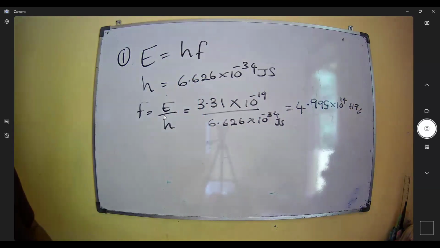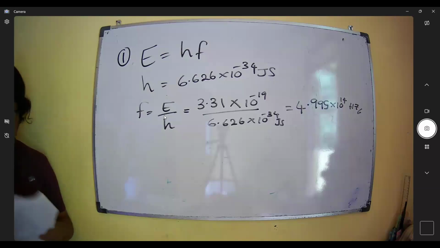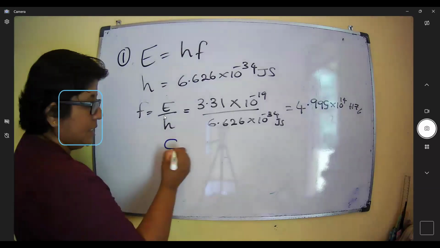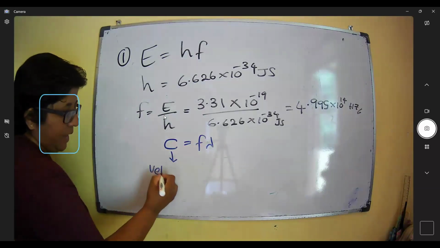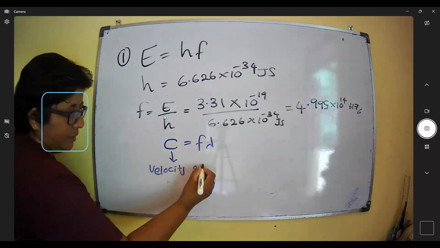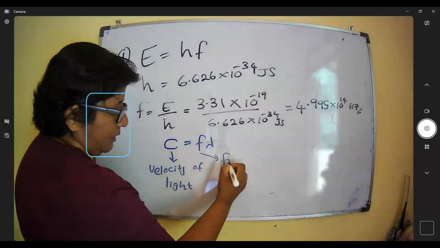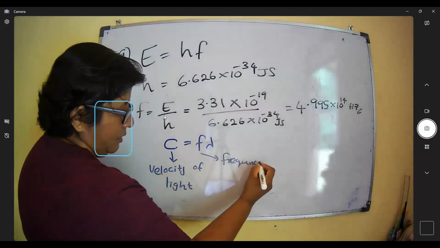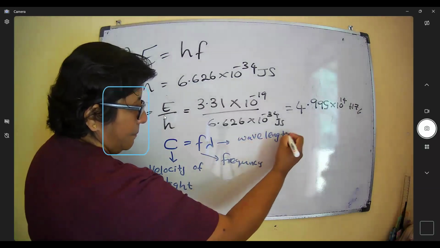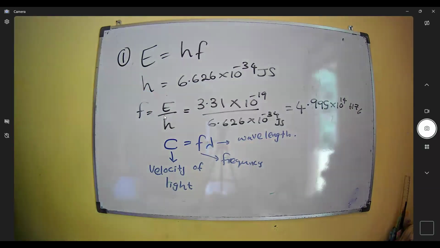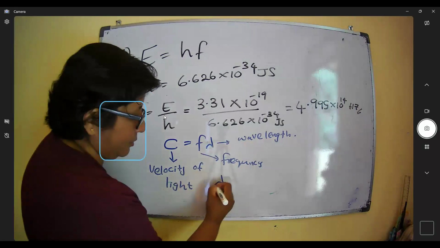Then the question is asking about lambda. What is the relationship between f and lambda? Frequency and lambda. Then we can see c is equal to f lambda. What is c? c is the velocity of light, f is the frequency, and lambda is the wavelength. Right? Now we know f, the frequency of the particle, then you can find lambda.